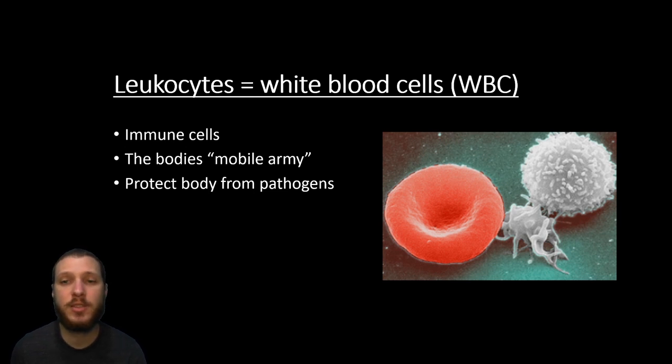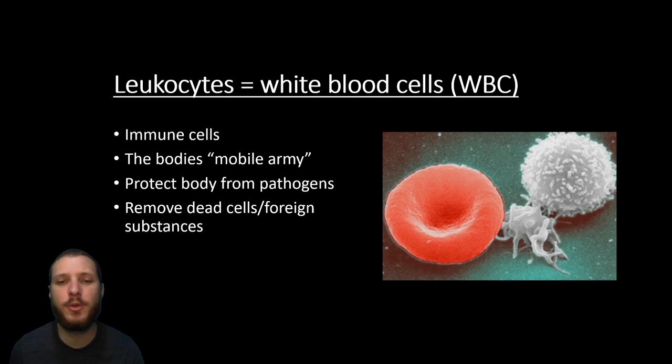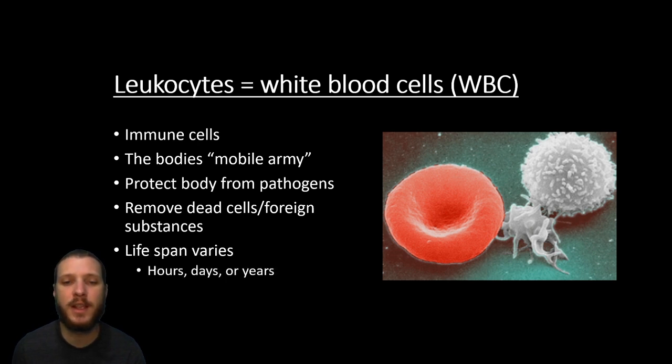The next type of blood cell is going to be a white blood cell, also known as a leukocyte. And these are going to be our immune cells. So you can think of them as a mobile army that protects our body from pathogens like viruses, bacteria, fungi. So their job is to remove dead cells or foreign substances. And their lifespan can vary from hours, days, to years, depending on the type that we're talking about.